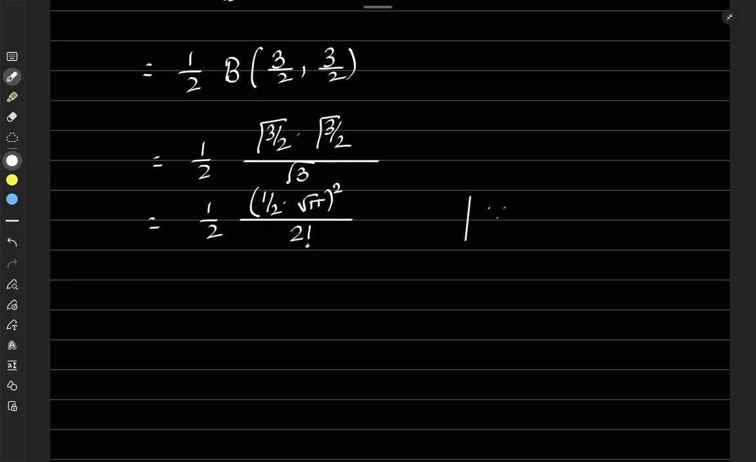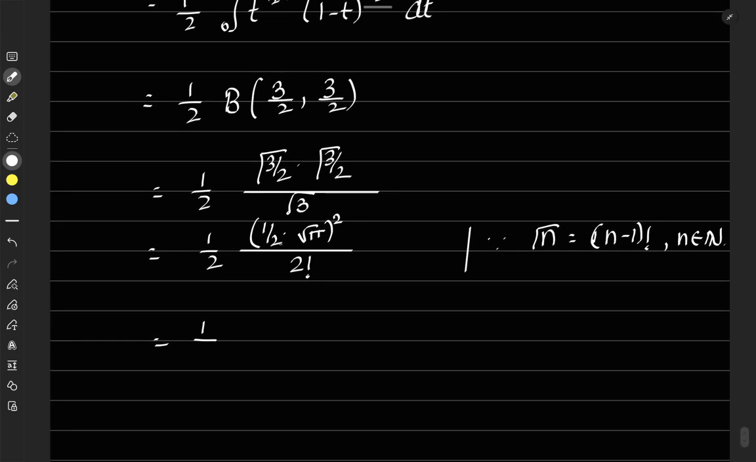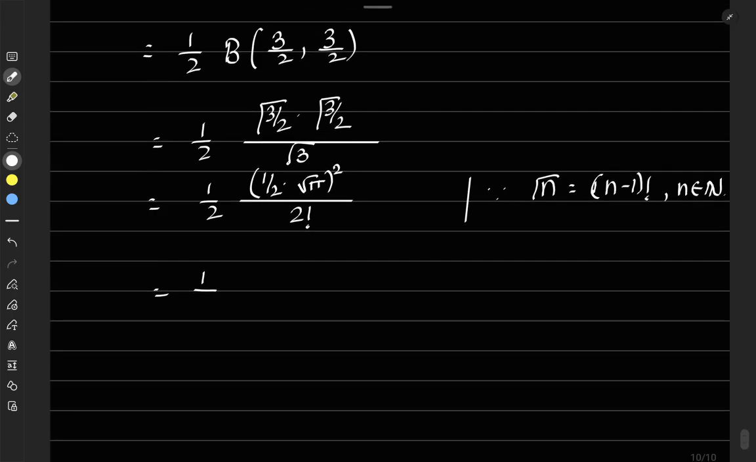Again, here I am using the fact that gamma(n) is equal to (n minus 1) factorial if n is a natural number. So here I will have 1 by 8, and with 2 copies, there will be 16, so 1 by 16 into pi, or pi by 16 I should write down, pi by 16.